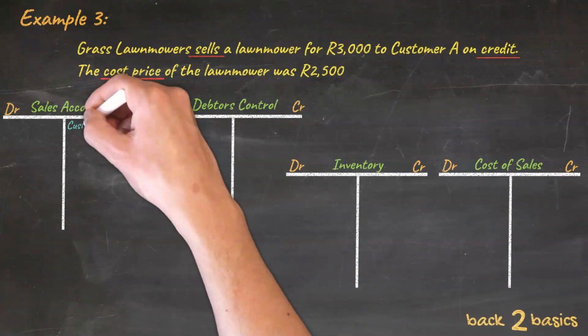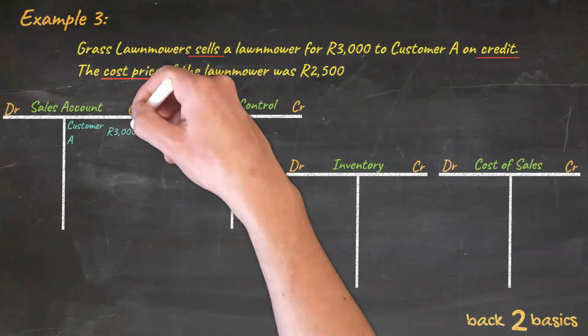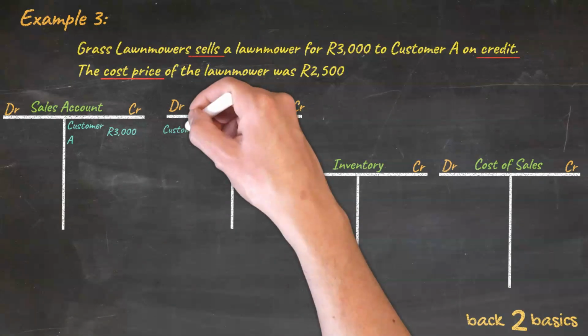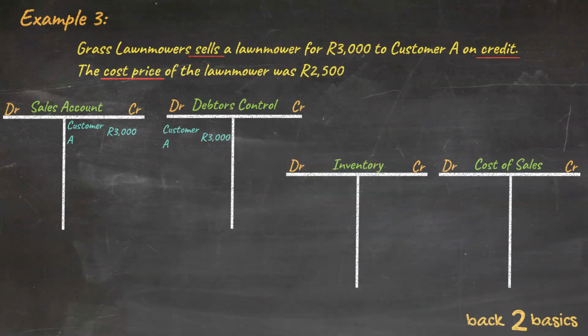We will credit the sales account because your sales increased by 3,000 Rand, and we will debit the debtors control account, which is an asset account, and the balance now owed to Grass Lawnmowers increased by the same value.